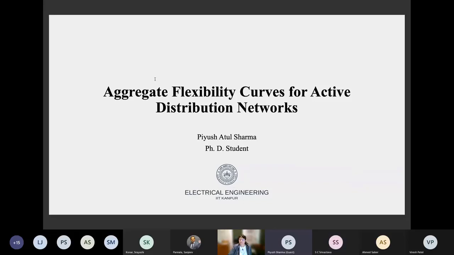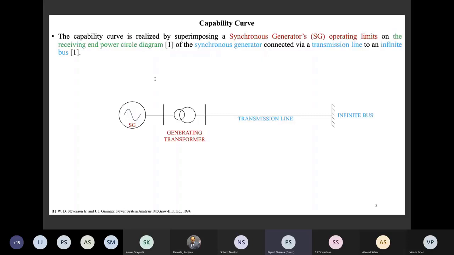Hello everyone. Today I'll present a few ideas on how to obtain aggregate flexibility curves for active distribution networks. The basic motivation was the capability curves. The way the capability curves are obtained for synchronous machines, it is essentially the receiving end power circle diagram of a synchronous generator or synchronous machine connected via a transmission line to an infinite bus.